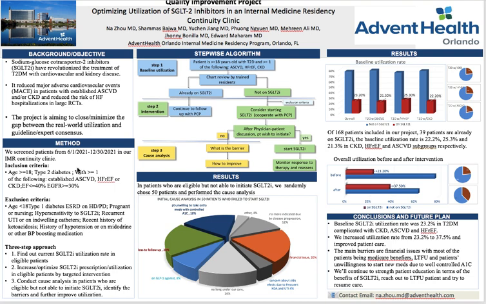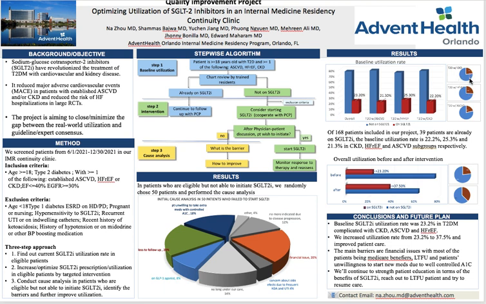So we screened patients from June 1st, 2021 to December 30th, 2021 in our clinic. We screened 244 patients. Finally, 168 patients were included in our project. 39 patients are already on SGLT2 inhibitors. So we calculated the baseline utilization rate is 22, 25, and 21% in CKD, heart failure with reduced ejection fraction, and ASCVD subgroups respectively. And the overall baseline utilization rate is 23.2%.